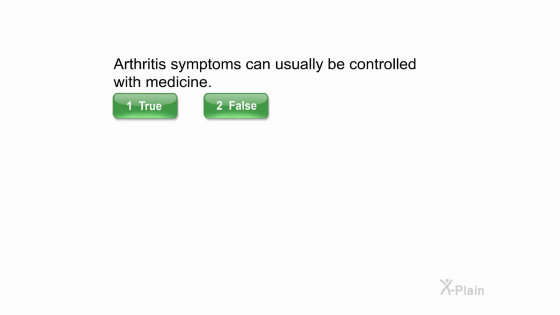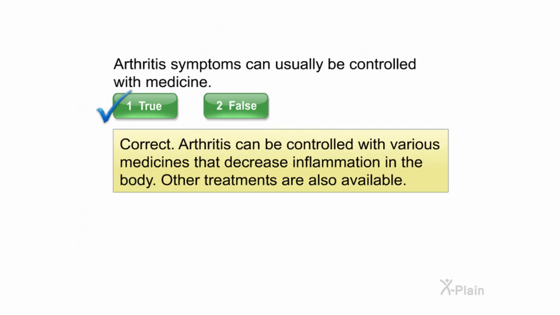Arthritis symptoms can usually be controlled with medicine. Select true or false. Correct. Arthritis can be controlled with various medicines that decrease inflammation in the body. Other treatments are also available.